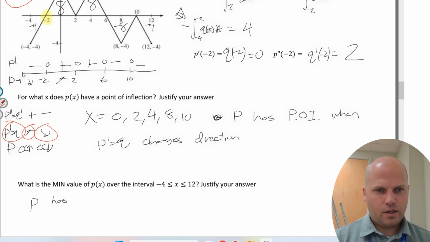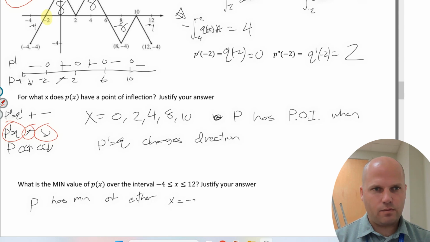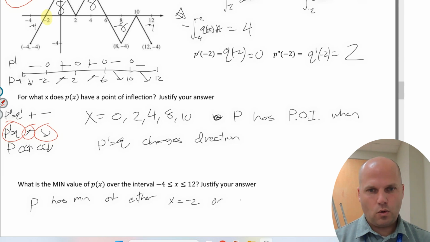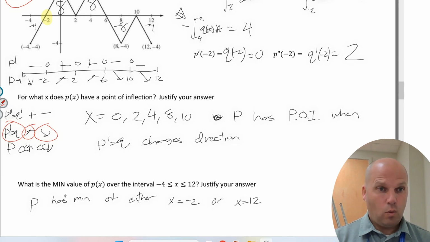So P has a min at either, this is an either situation, at either x equals -2. Okay, it's not going to be at 2. It's not going to be at 6. It's not going to be at 10. It could be at 12. Or x equals 12. Why?